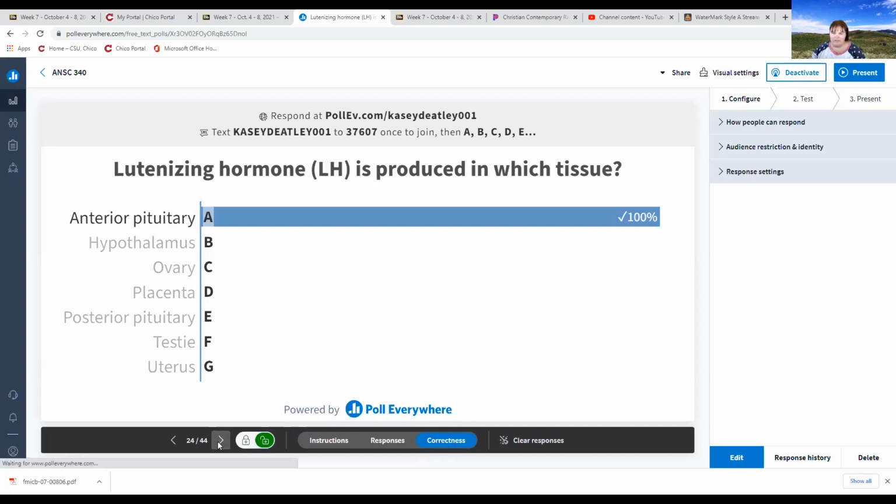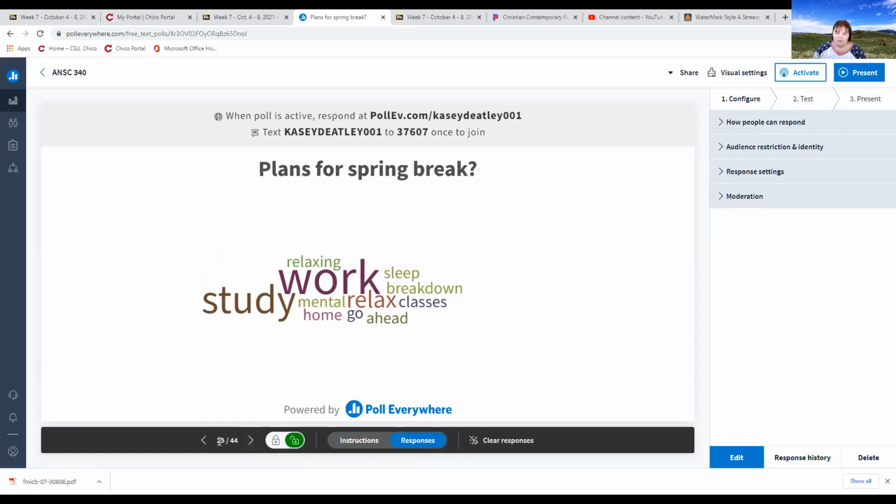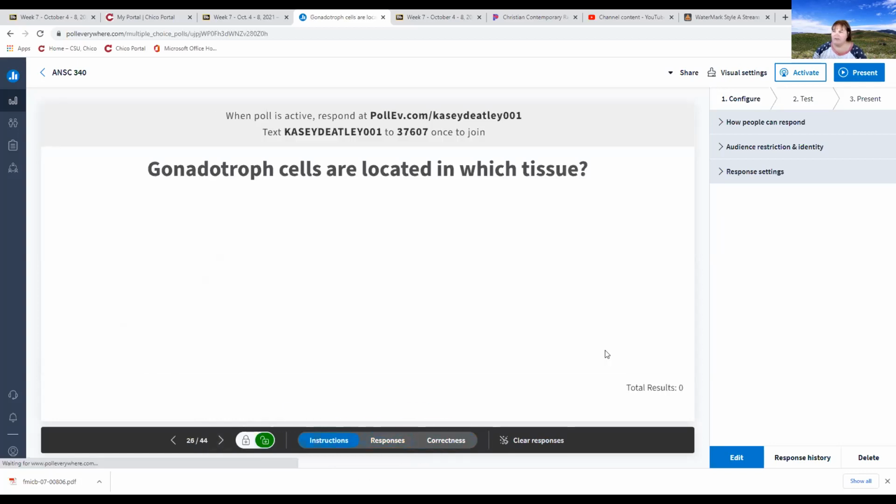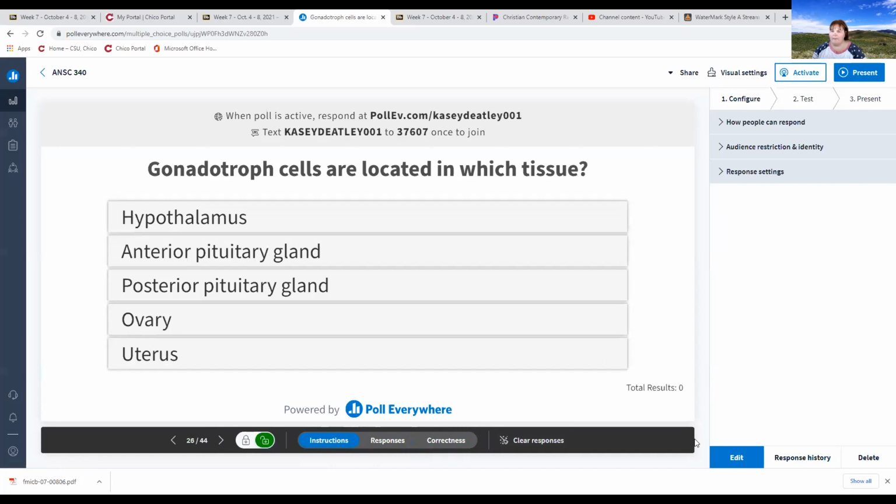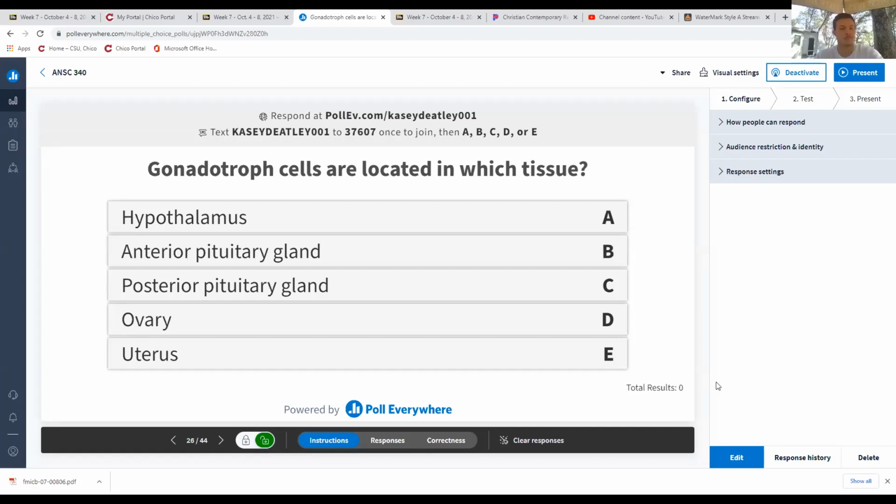All right, so now I think we are headed into, not spring break, I need to get rid of that question. Material that was presented this week in class, or last week in lecture. All right, so gonadotrope cells are located in which tissue? So we'll give you 30 seconds here. Gonadotrope cells are located in which tissue?